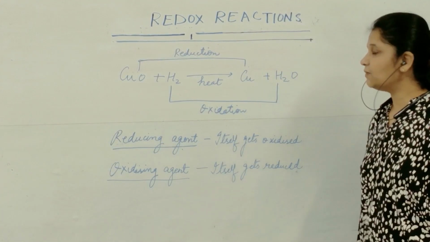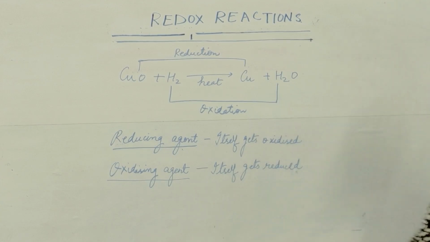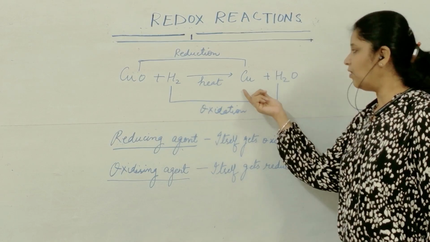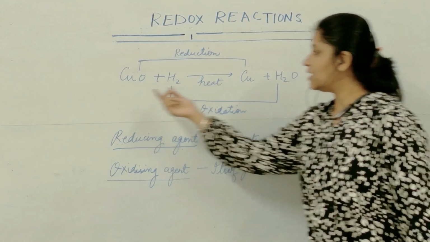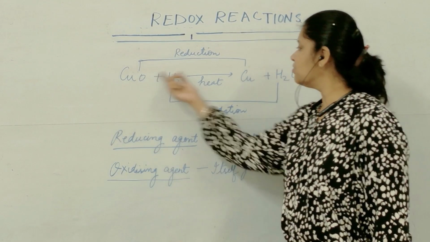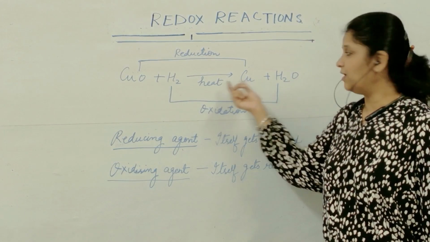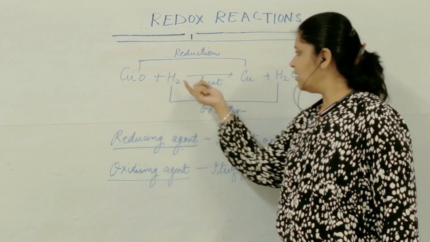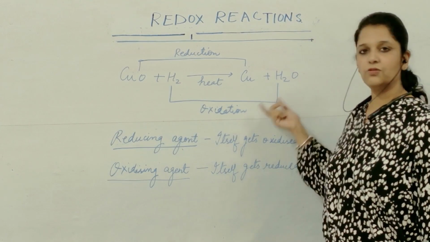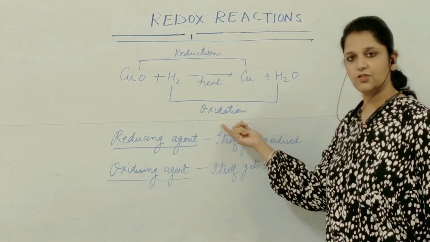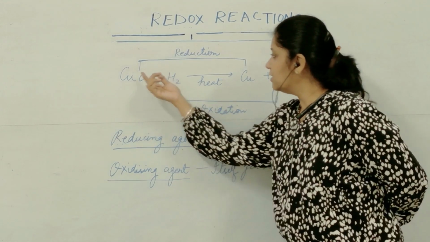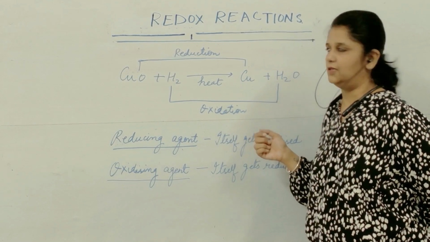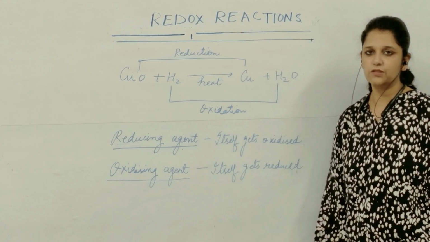Now let's quickly see one example of a redox reaction. Copper oxide is reacting with hydrogen forming copper and water. So यहाँ देखिए copper oxide जो है वो reduce होकर क्या बनता है, copper. So here why are we saying reduction? क्योंकि यहाँ oxygen का loss होता है. H2 is gaining oxygen. तो यहाँ इसका क्या हो रहा है, oxidation. So the reduction and oxidation are taking place simultaneously. That's why we call it a redox reaction.